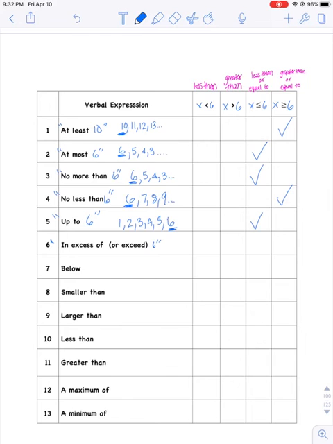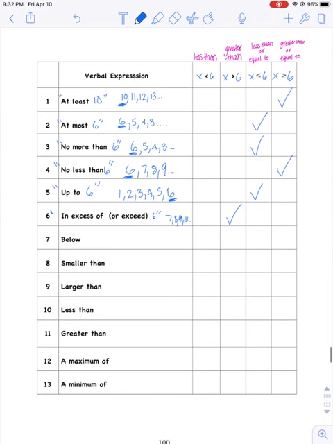In excess of or exceeding 6. All right, so I don't think 6 exceeds itself. So I think I have to go with numbers that are bigger than 6. 7, 8, 9, 10, and so on. So this would be greater than.